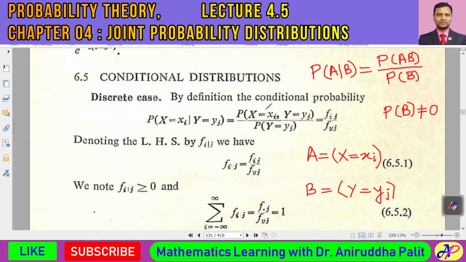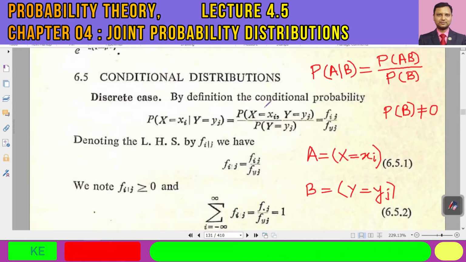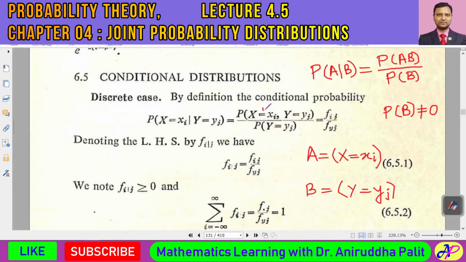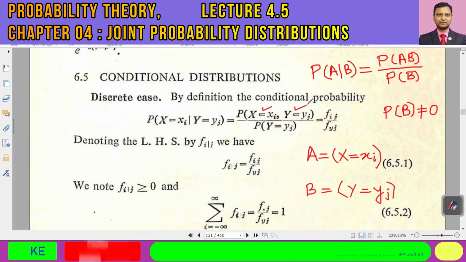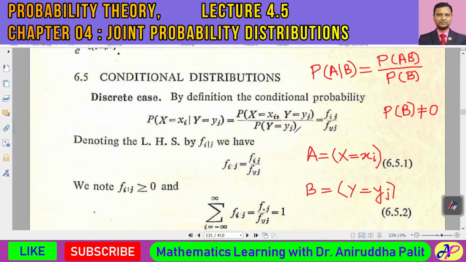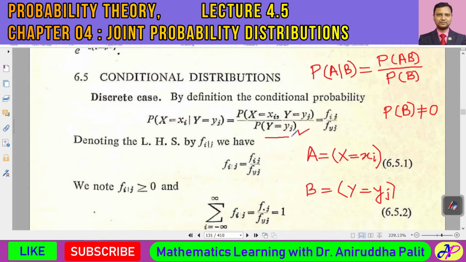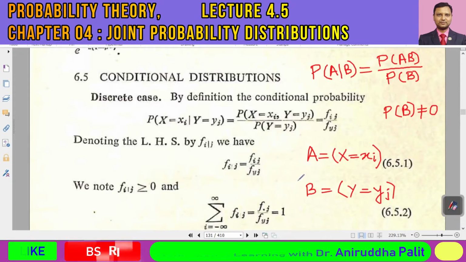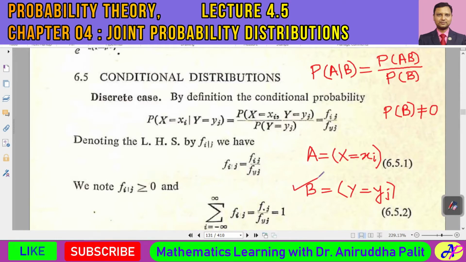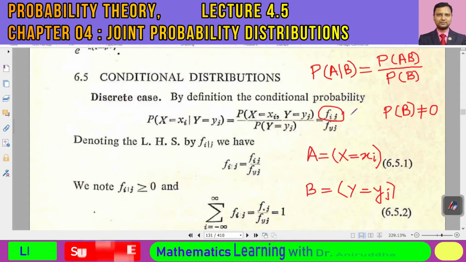and that would be equal to probability of AB. This is the probability that X is equal to xi and Y is equal to yj, divided by probability that Y is equal to yj, that is the event capital B. And over here in the numerator, what is this probability? This probability is equal to Fij, that is the probability mass function at the point X is equal to xi and Y is equal to yj.